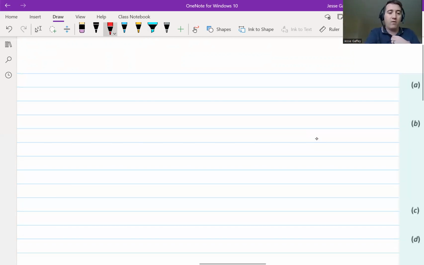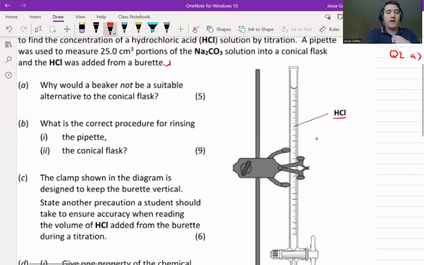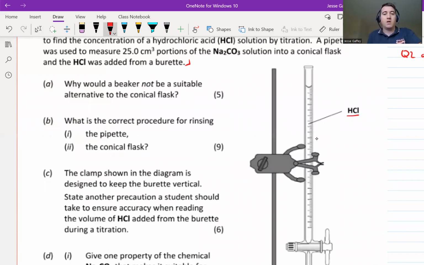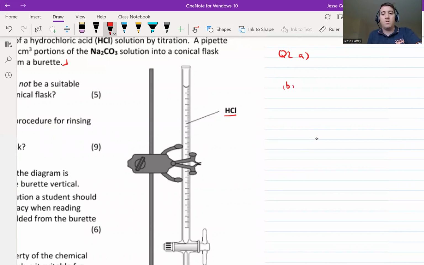We're really moving here, really motoring. First of all, then it says, what is the correct procedure for rinsing these 2 pieces of equipment? So this is B part 1: explain how you rinse the pipette. And then B part 2: explain how you rinse the conical flask. Be as detailed as you can. What is involved in the rinsing? Pause the video and write down your answers to that now.